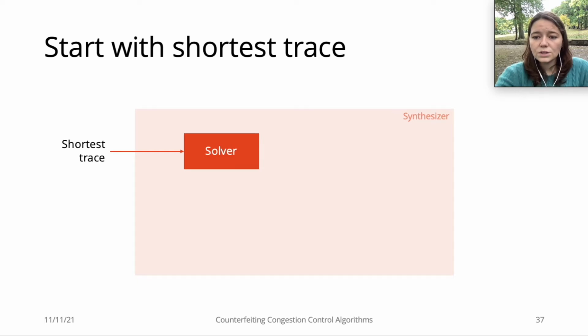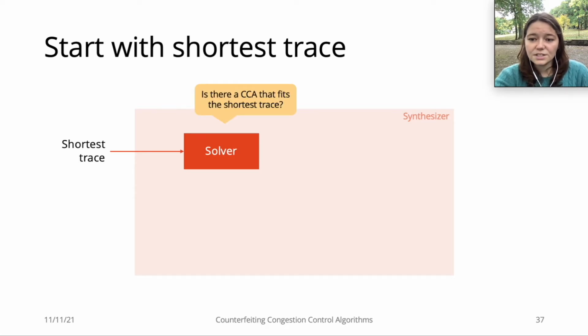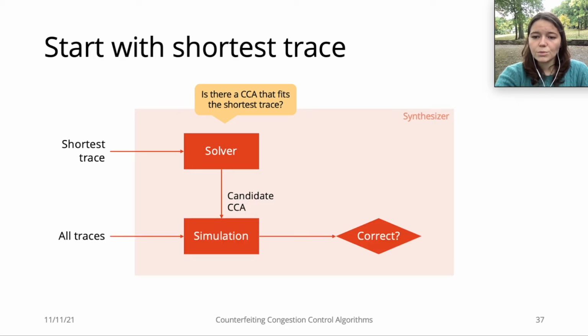First, we consider only the trace with the fewest timesteps. We then use only this trace to ask the solver, is there a CCA that fits the trace? This is a much simpler solver call than if we were using all traces. From the solver, we get a set of handler functions that fits that one trace.